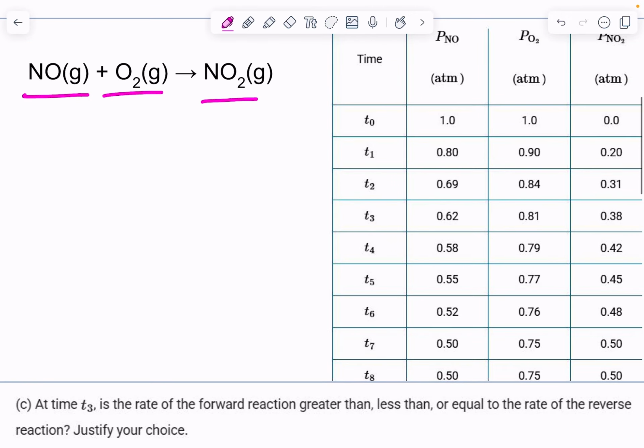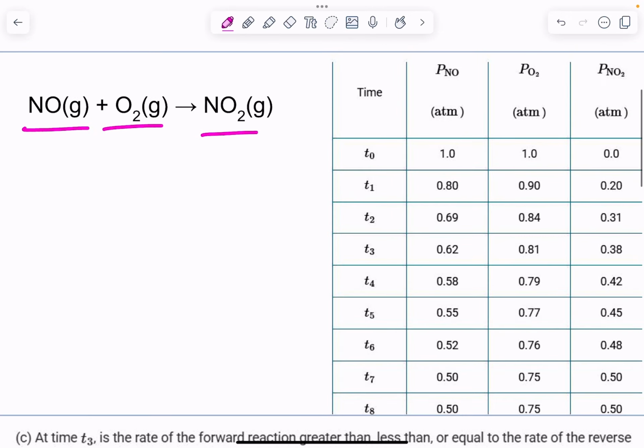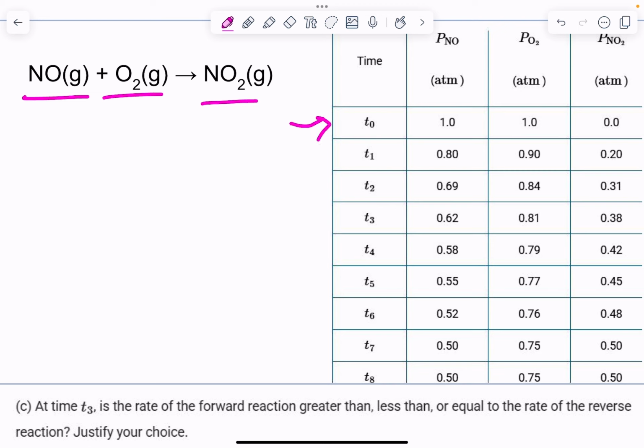Justify your choice. So looking at our table set, we look at time 0, and we have NO, we have 1 atmosphere of it, and we have 1 atmosphere of O2. Okay, and those are our reactants over here. And at the very beginning, T0, we don't have any product. So this reaction is truly starting from the very beginning, only reactants, no products. And as time is going, we see that the pressure of NO and O2 are going down, and the pressure of my product is going up. So that makes sense. My reactants are turning into products, the reaction is happening.